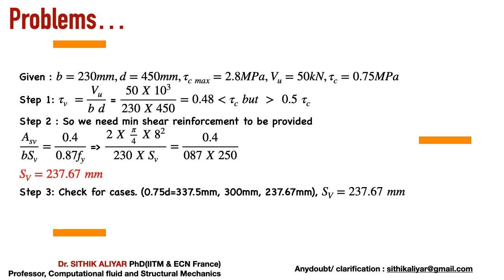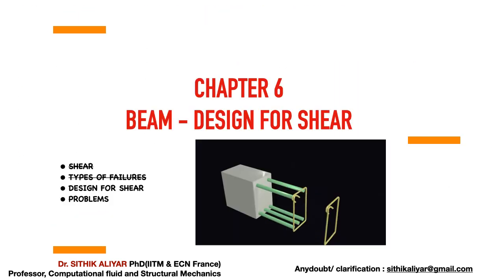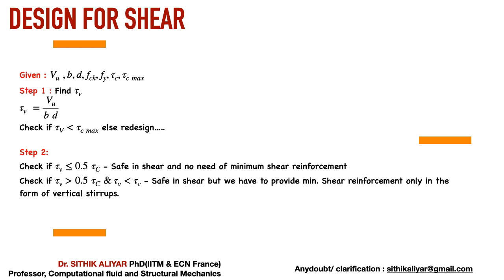What is VU by BD? You are getting 0.48. It is lesser than tau c, because tau c is 0.75, but it is greater than 0.5 tau c. I hope you remember this, I told you in the design. Step 2: it is coming under case 2.